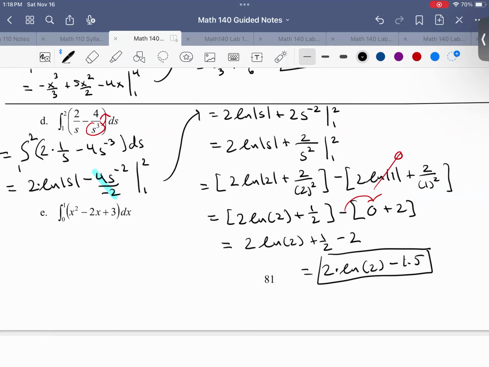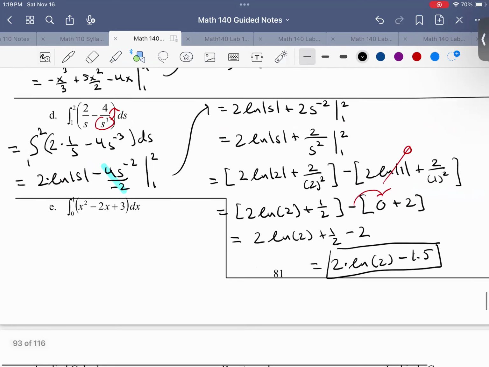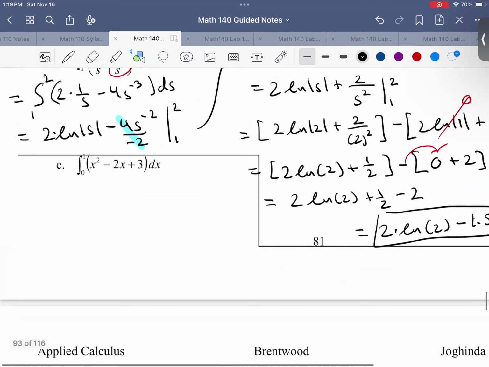Okay, so letter E now. This one's a little easier. Okay, so letter E, this one's a little easier. So we don't have to simplify or rearrange anything. It's going to be pretty straightforward.